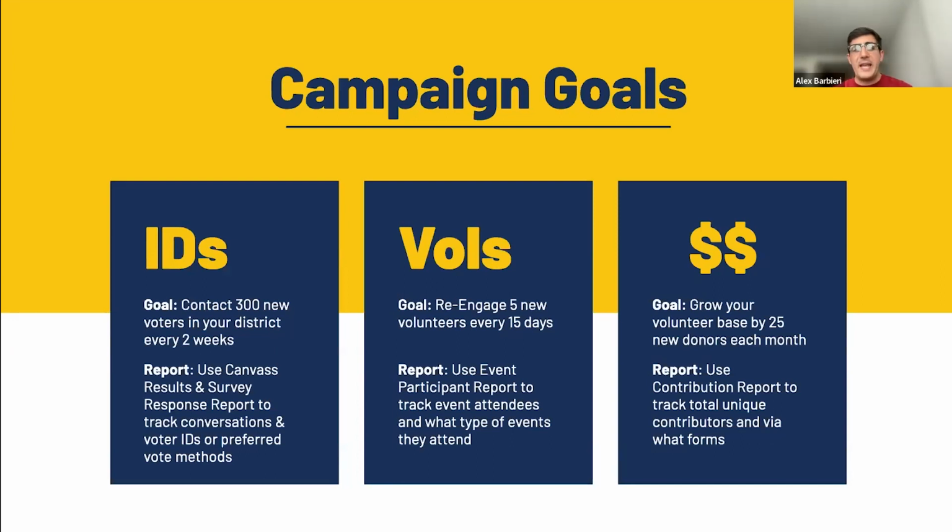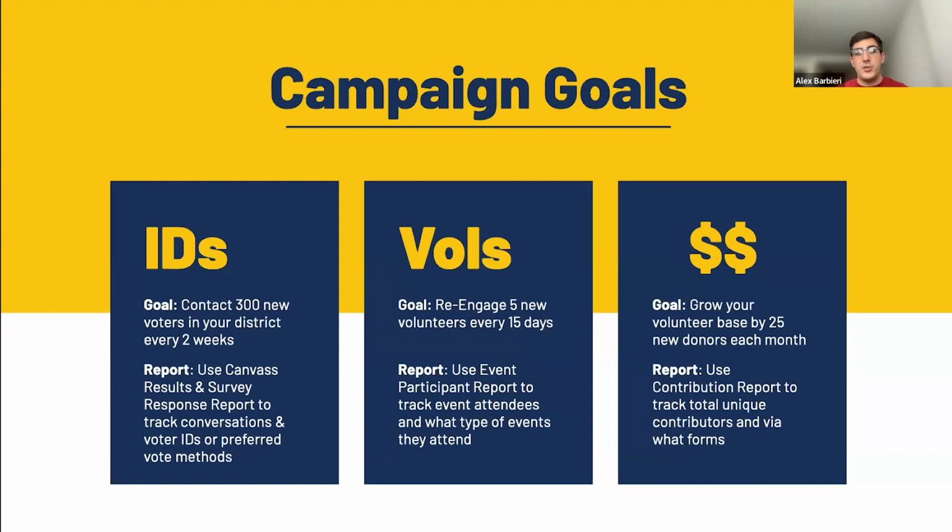Let's say that you want to engage five new volunteers every 15 days. You can use the event participant report to see who is attending the events, what types of events they are attending, and how frequently they do that. You can see how many unique volunteers you have versus recurring volunteers to see if you're growing your volunteer base or if you have the same people coming to the same events week over week.